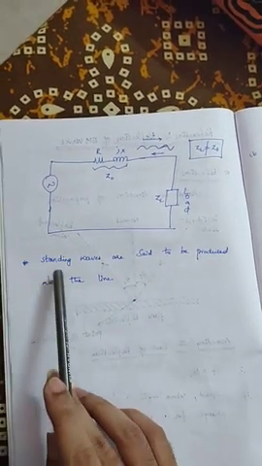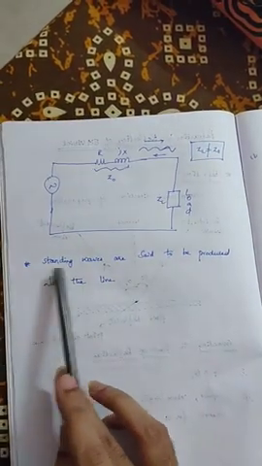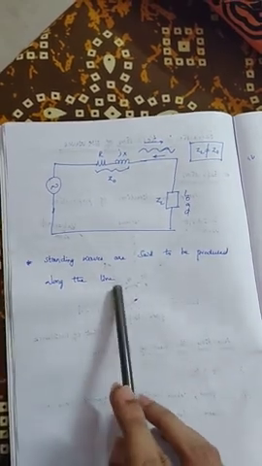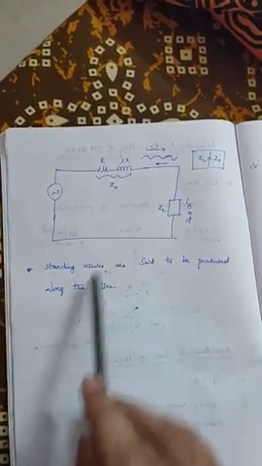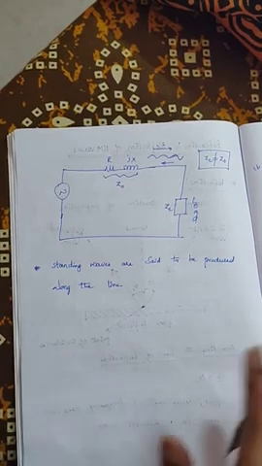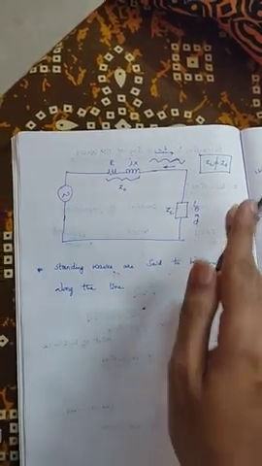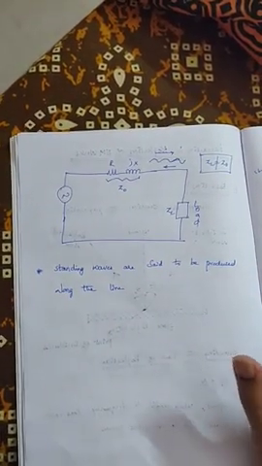At that time that is called a standing wave. The standing waves are said to be produced along the line. In that case, the standing waves are produced along the line. A standing wave is nothing but an incident wave and a reflected wave. There is no transmitted wave.